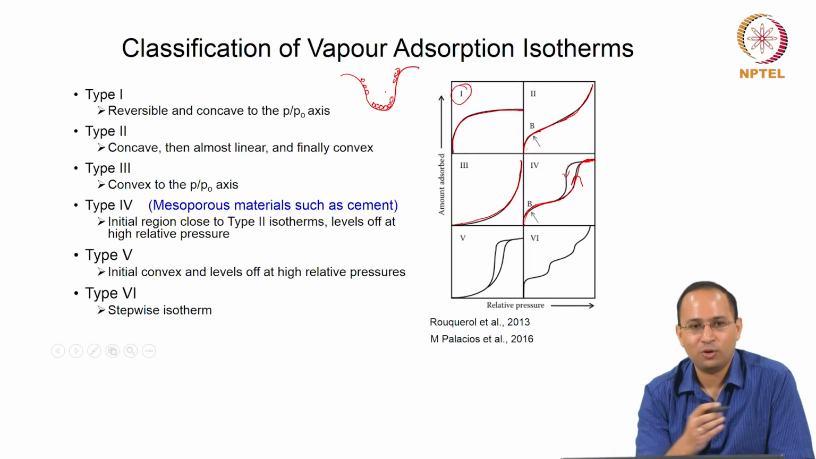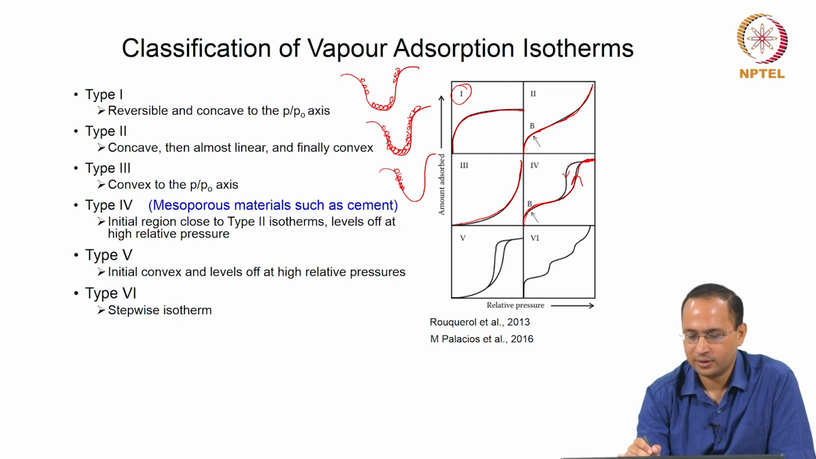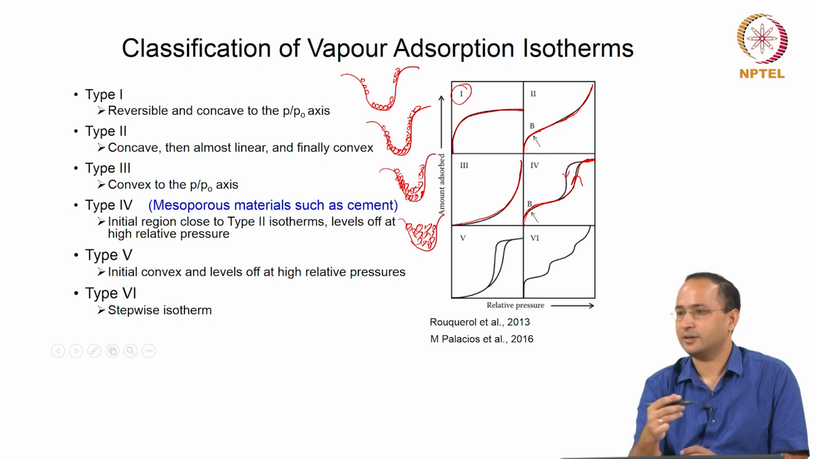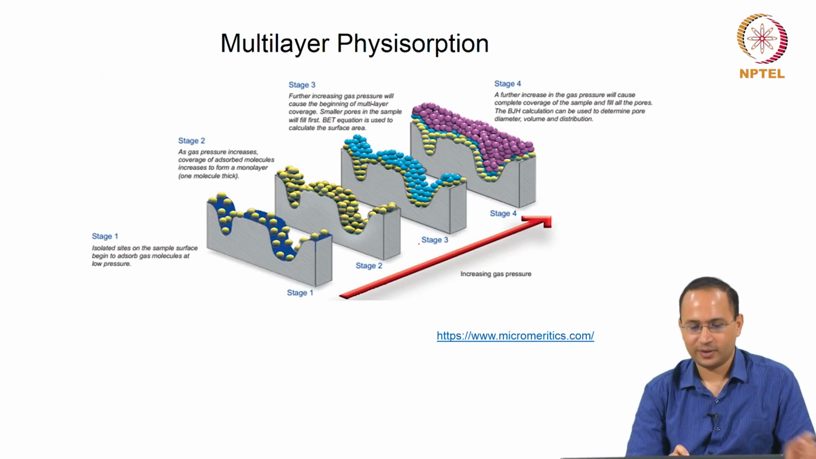We are starting from 0, so some gas molecules will get adsorbed. What will be the next stage? Then you will have a monolayer formation. What happens next? You may have a couple of layers, then it will get filled as you increase the partial pressure. You can see the sequence. Anyway, there is a slide on that. Let us see here.